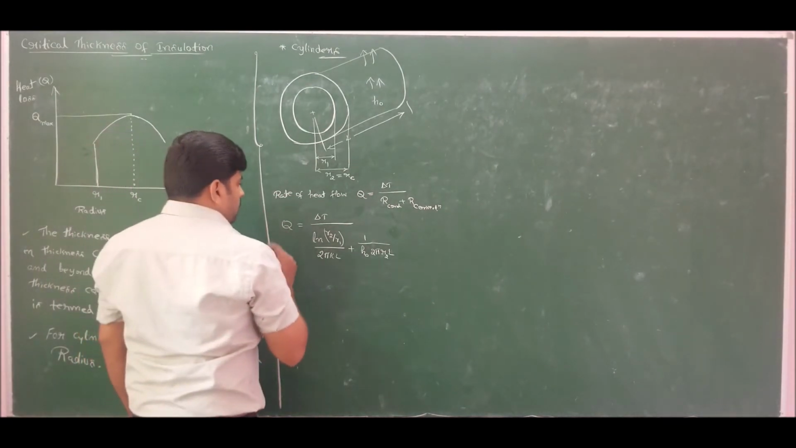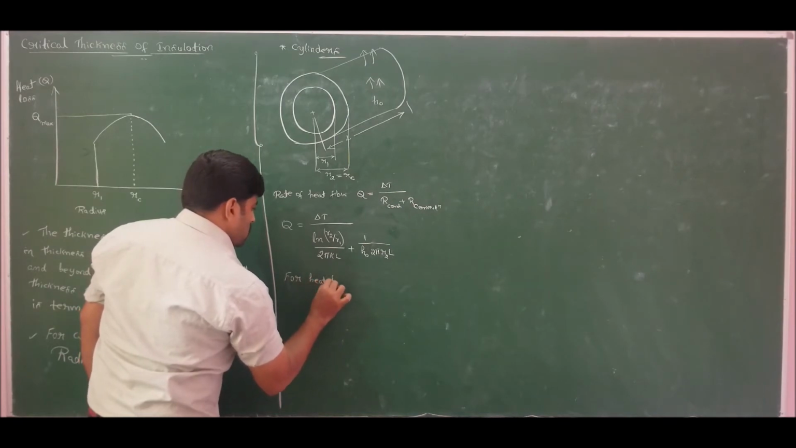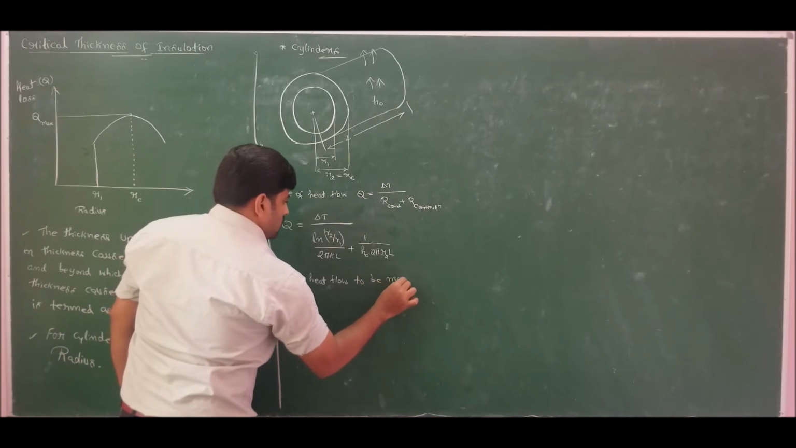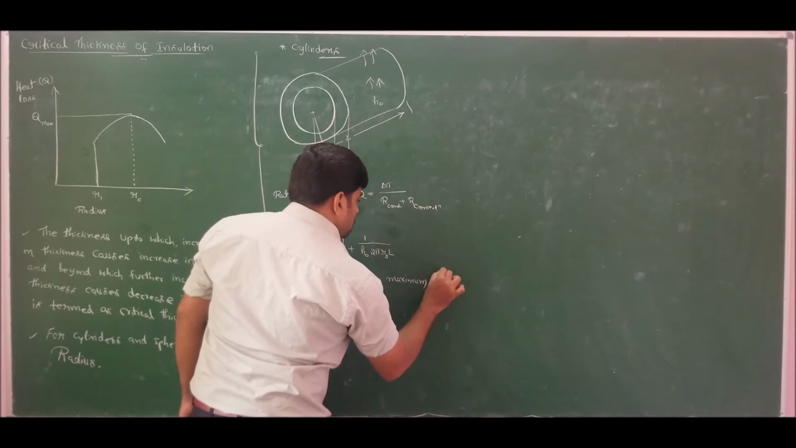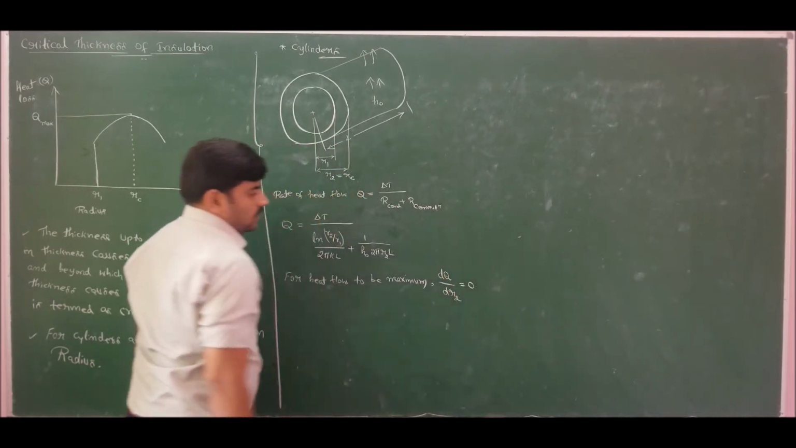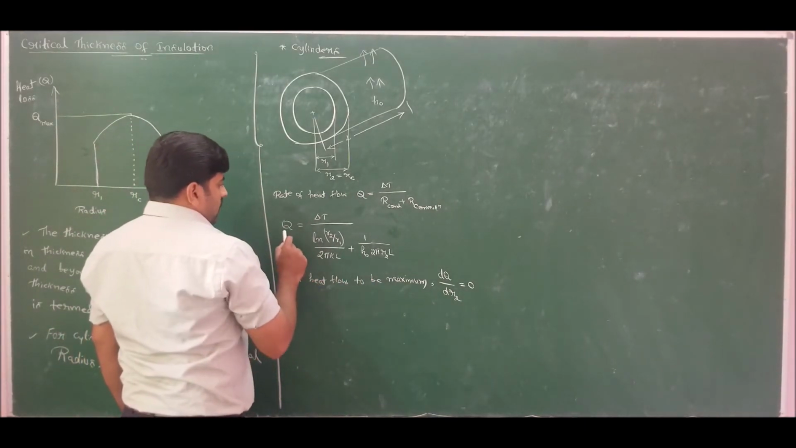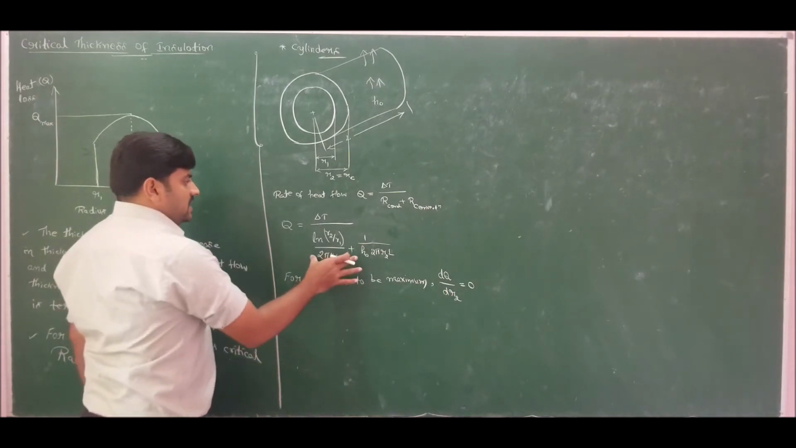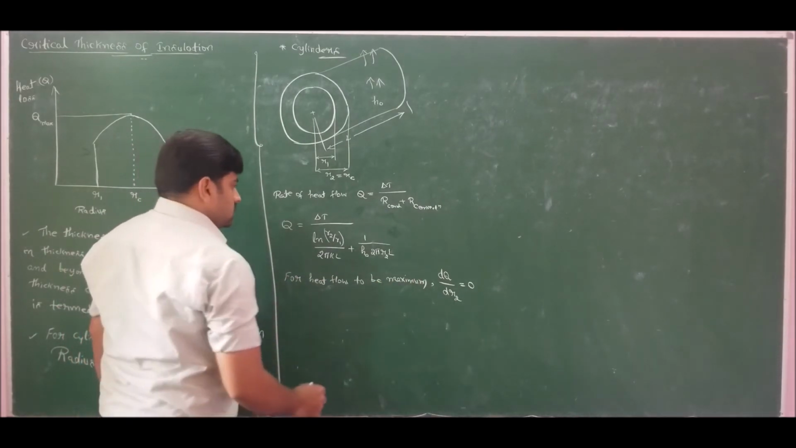Now for heat flow to be maximum, we know that for anything to be maximum, its derivative with respect to the dependent variable should be equal to 0. We are interested in determining the value of R2 at which Q is maximum, so dQ by dR2 should be equal to 0. Now differentiate this equation and equate it to 0, and you will get the value of the critical radius.